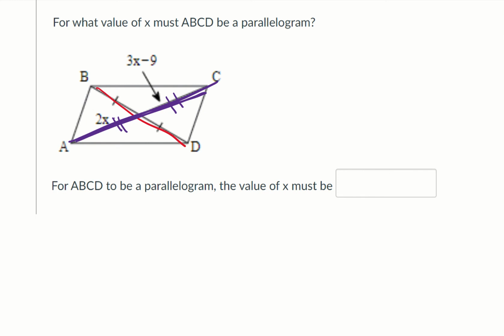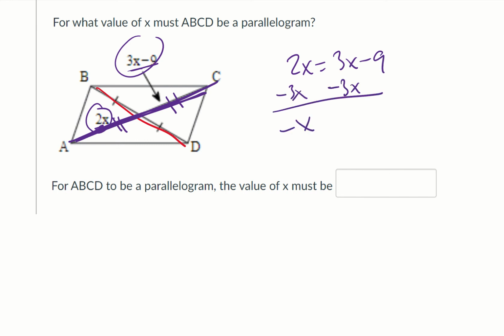So that means this is the same thing as this on both sides. So these two are equal to each other. So we get 2x equals 3x minus 9. Then we can subtract 3x on both sides, leaving us with negative 1x equals negative 9, which means x is 9. And so we got our value of x.